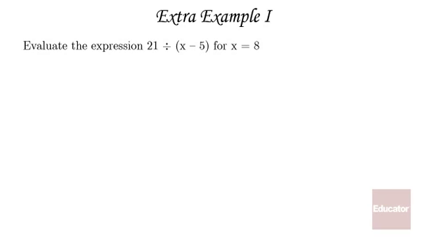Evaluate the expression 21 divided by x minus 5 for x equals 8. 8 minus 5 is 3. I'm working inside the grouping symbols first. And lastly, 21 divided by 3 is 7.